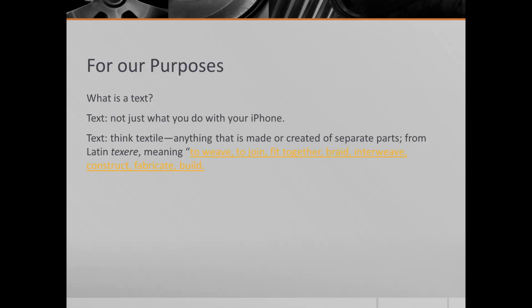For our purposes, though, we talk about texts, not iPhones so much. Although you can text with an iPhone, I suppose. Texts are textiles, things that are made. Anything that you could put together or take apart is a text.